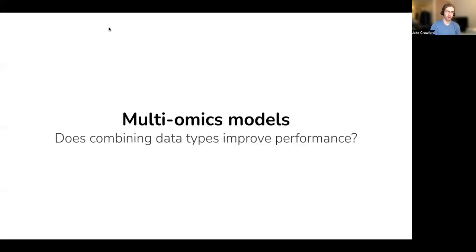Okay, so now we want to return to the mutation prediction problem. And we want to ask if we can combine data types to improve performance. In our previous experiments, we just used individual data types on their own. We want to ask if we can combine data types to do better than those single omics models.